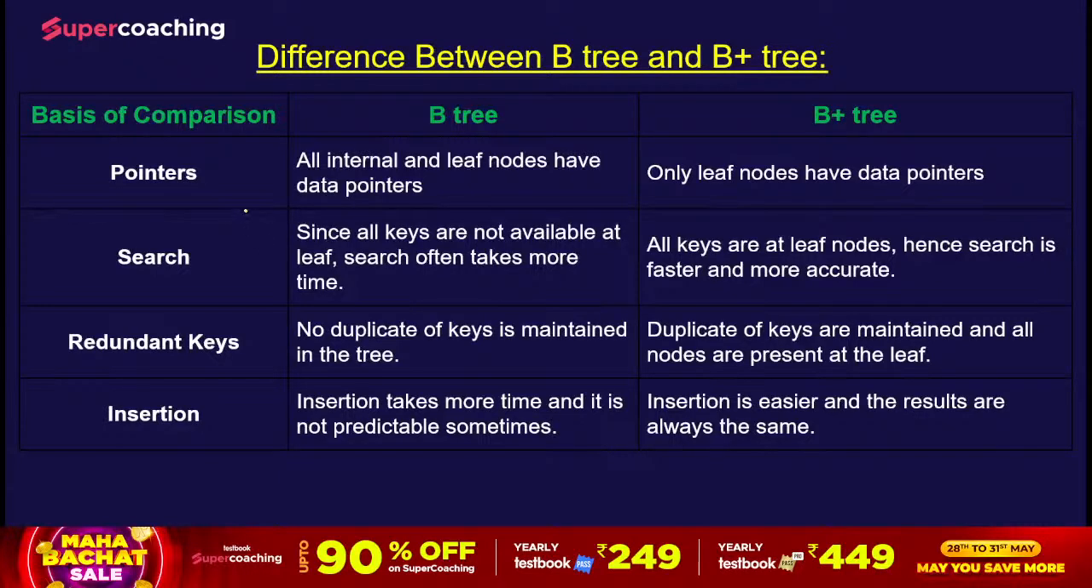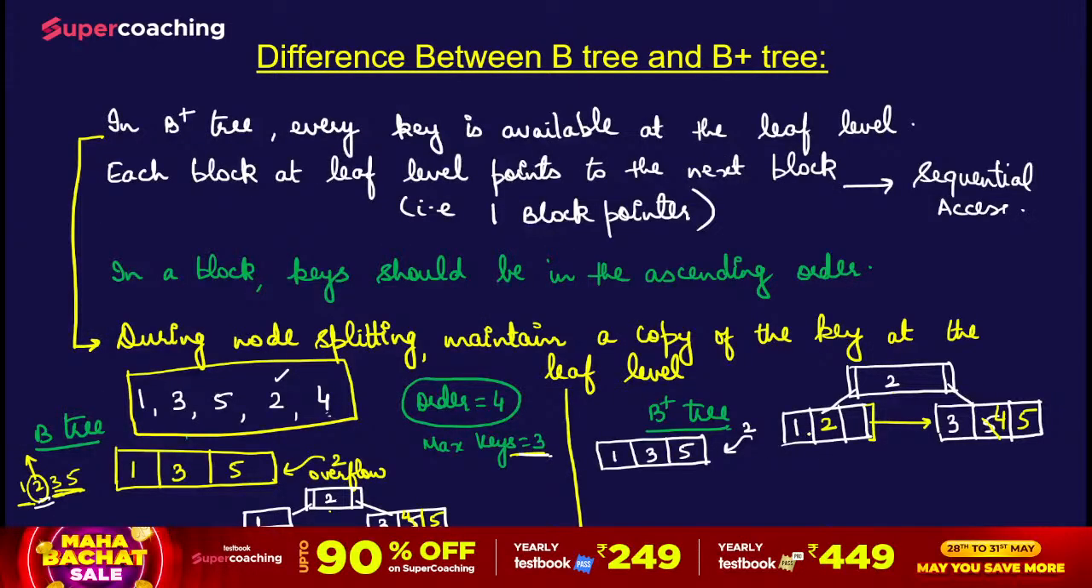Okay. So first of all, pointers, a basic basis of comparison, B tree और B plus tree दोनों का comparison कर रहे हैं. So if we talk about the pointers, I'm basically talking about the record pointers, or you can also call this as the data pointers. So record pointers or data pointers are available at both the internal level and at the leaf level in B tree. But in B plus tree, it's only maintained at the leaf level because each and every key is available at the leaf level. तो हमें internal node पे pointer लेने की ज़रूरत ही नहीं.